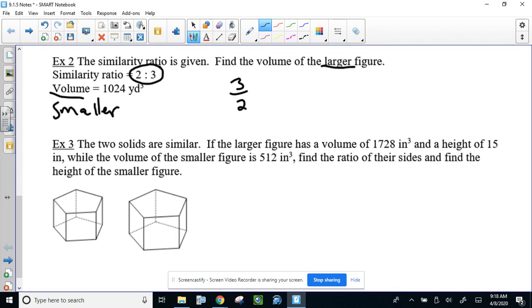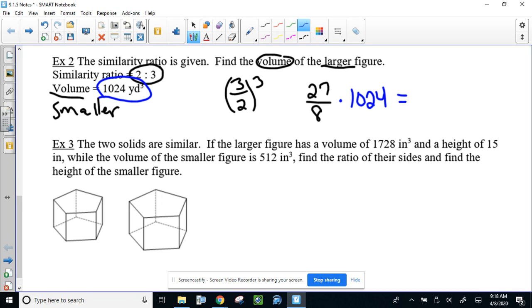And what I want to do is, if I'm trying to find volume, I need to raise this to the third power. So 3 to the third over 2 to the third. So that's going to be 27 over 8. And that's our volume ratio. And so then what I need to do is, if I want to find a larger figure, since the larger number's on top, I'm just going to multiply by the volume that I already have, 1024.